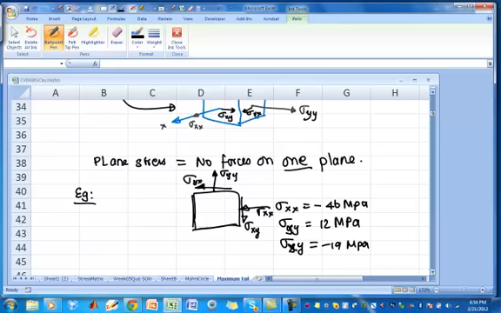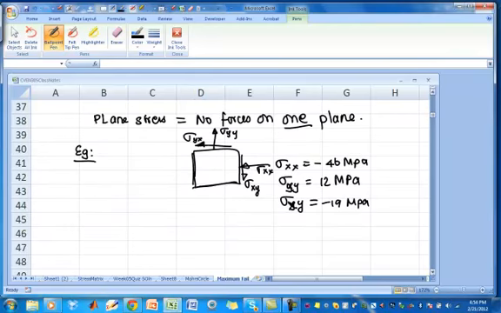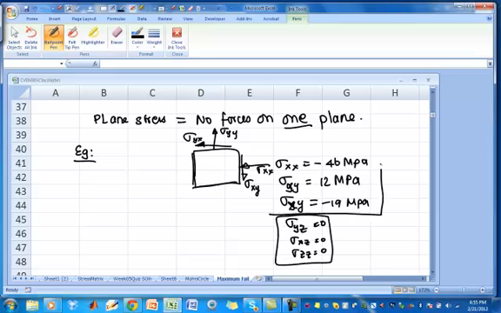Hey, wait a minute. I said 6 numbers. How come I gave you only 3? The reason is because the other 3 are 0. We automatically imply that anything that I have not listed here is 0. So sigma yz is 0, sigma xz is 0, sigma zz is 0. That's what it really means. But right now we are just looking at plane stress.